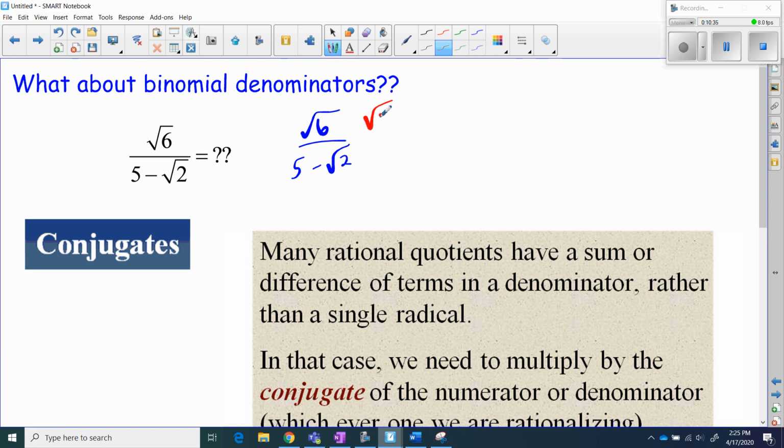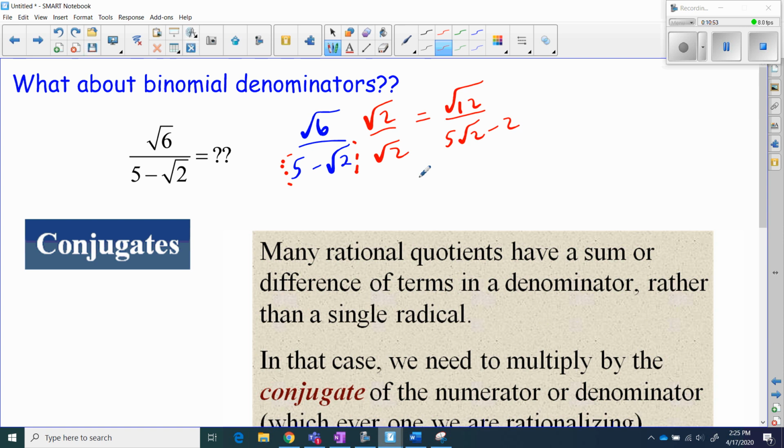Okay, let's try. Radical 2 equals square root 12. Now, remember, there's implied brackets here. Square root 2 times 5, 5 radical 2. Square root 2 times square root 2 minus 2.